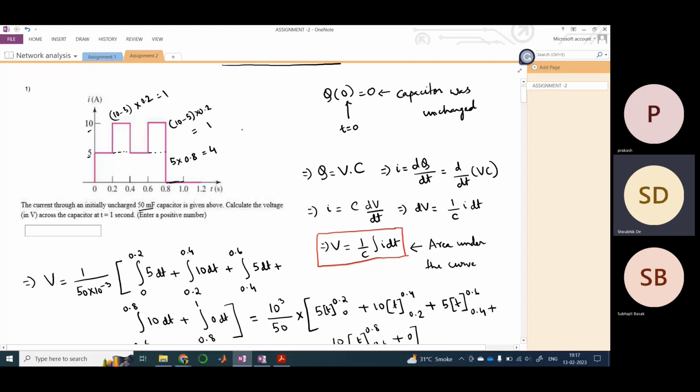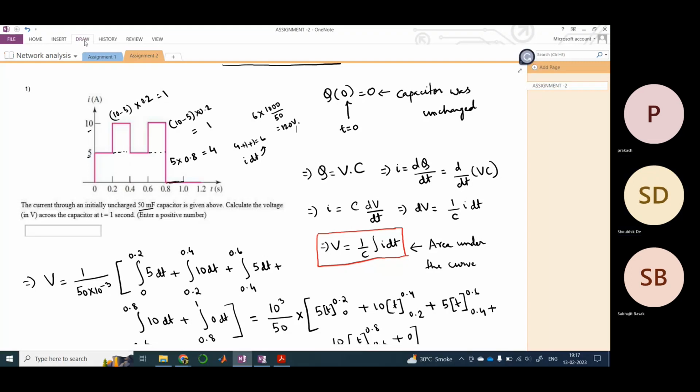And this is already 0 because this current is already 0. So we need to find till 1 second. So this would be 4 plus 1 plus 1, which is 6. So this is the integral of I dt. You need to multiply this by 1 by C, so 6 into 1 by C. 1 by C is nothing but 50, so this comes out to be 120 volts. So this way you also can solve the problem. This is another alternative way, but here I showed you the conventional way of finding it out. It's up to you how you solve the problem.